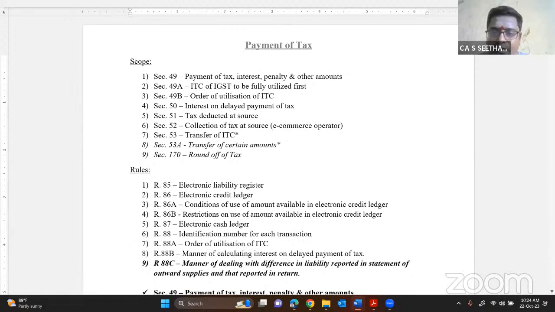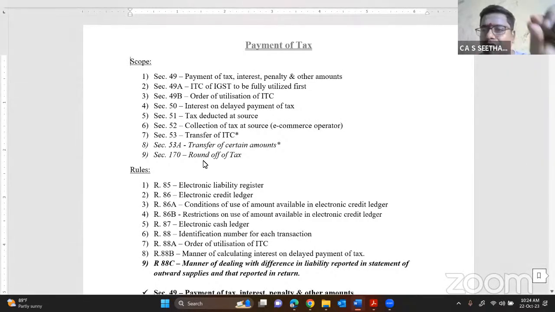So let's continue with this particular chapter called payment. I'm going to focus more on the amendments in the payment chapter, followed by a very interesting and important learning: the order of adjusting input tax credit. My dear brothers and sisters, this is a very important learning because a question is asked on it every time. And also interest computation. You might be spending quite some time, but it's very important.